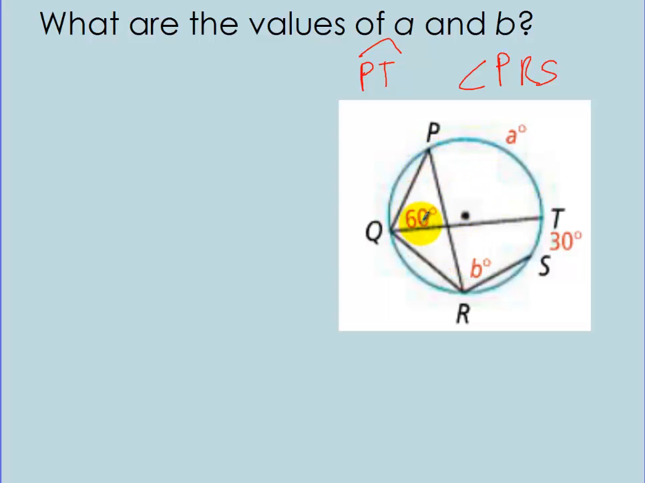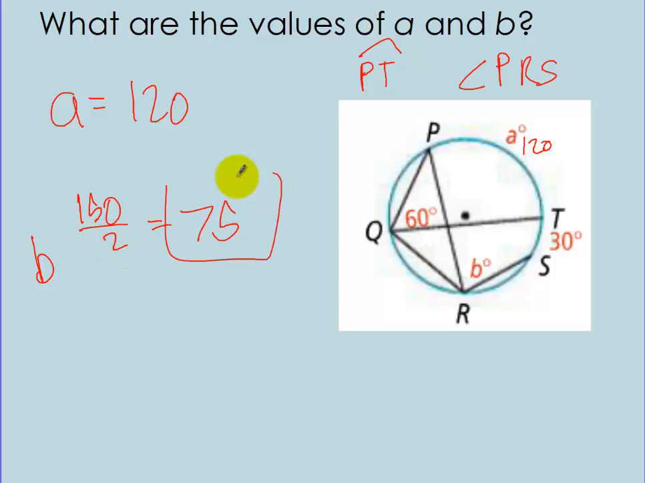Okay, so I know that A is arc PT. Well, this angle 60 is the inscribed angle that corresponds to that arc. So the arc is going to be twice this angle. So A has got to equal 2 times 60, or 120. So A is 120. Now for B, this whole arc that corresponds to that angle is 120 plus 30, so 150. So B is going to equal 150 cut in half, so B equals 75.